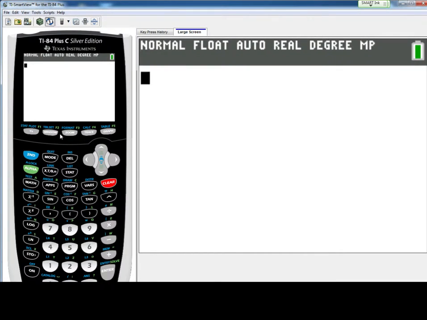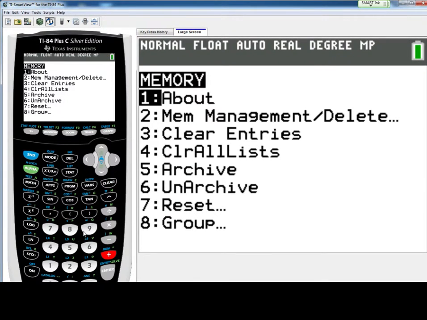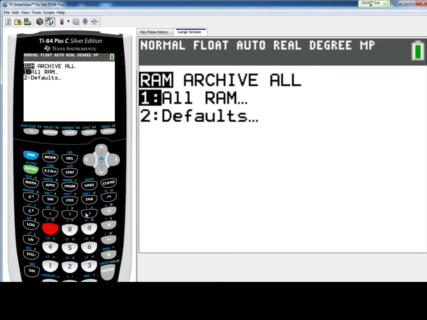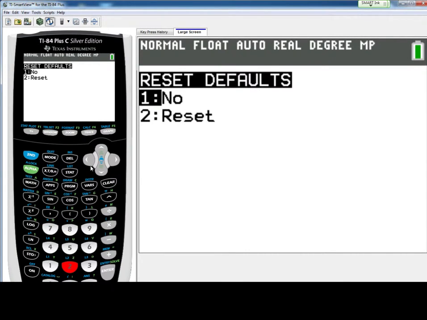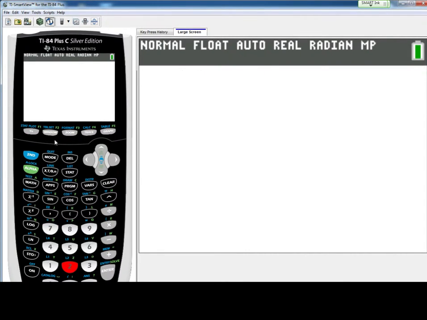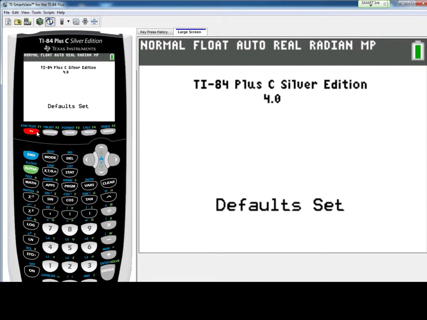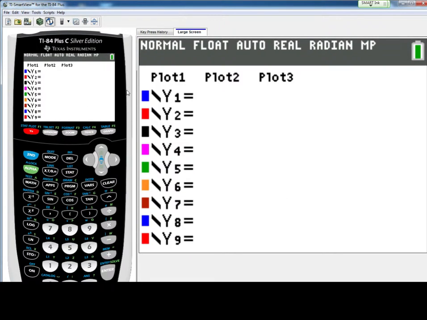I want to... how do I do this? Zoom, second window, man. I'm going to reset my calculator. Is that cool with y'all? I want to go back to all my defaults. Okay, cool. So, I'm going to throw that function in here.